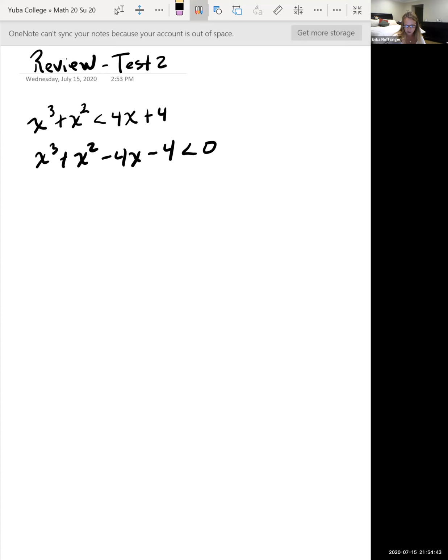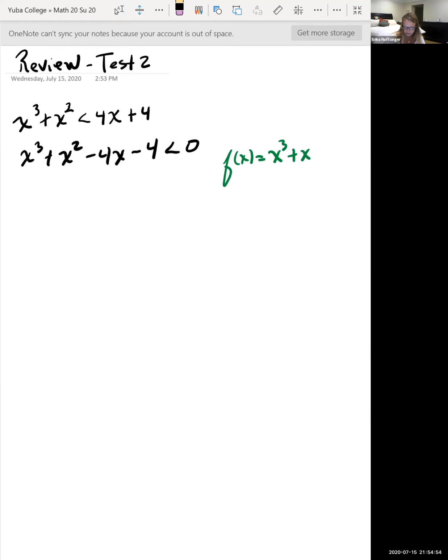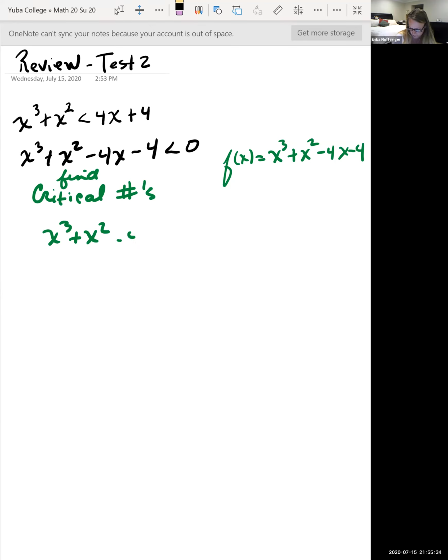Technically, if we were looking at this function f of x and we let f of x just be this polynomial x cubed plus x squared minus 4x minus 4, the values where this is equal to zero, those are our x-intercepts, or where it's crossing or touching the x-axis. And so that's why those are really our critical numbers when we're looking at this for when it is smaller than or bigger than zero, because that's where it's going to be changing signs, our y values, at those values. And so we want to find our critical numbers or values. And that's when x cubed plus x squared minus 4x minus 4 is equal to 0.